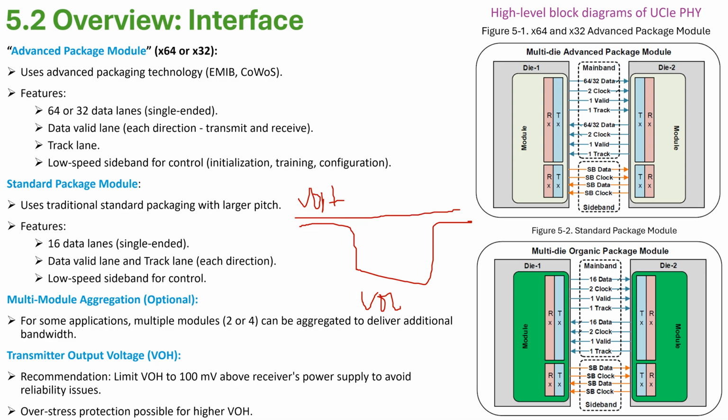So this is the receiver power supply voltage, right? I don't want this signal to go more than, say, 100 millivolts above it. This is the reliability consideration. It can either damage or create stress on the nearby devices. So a circuit designer can build worst case protection circuitry to limit this VOH value to below 100 millivolts above the receiver power supply.